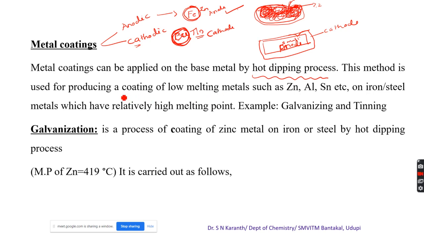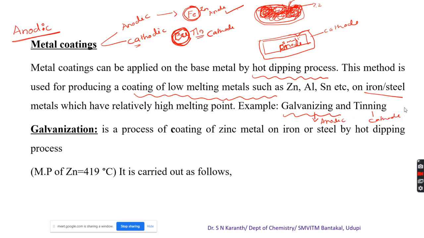In case of anodic metal coating, it is usually produced by coating a low melting metal such as aluminium, zinc, tin, etc. on iron or steel. In preference, zinc coating is carried out, which has a relatively low melting point compared to iron. The examples for metal coating are galvanization and tinning. Galvanization is an example for anodic coating and tinning is the best example for cathodic coating.